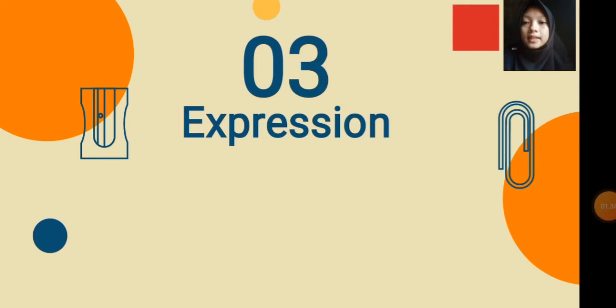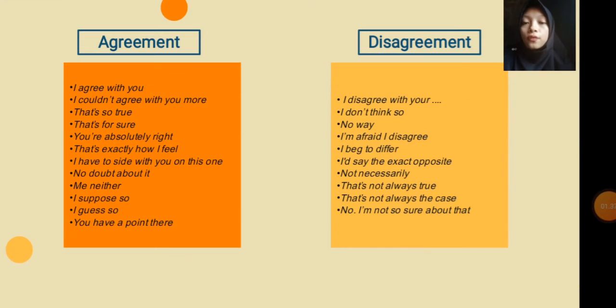The next is expression. There are many of example expression of agreement and disagreement. We usually use common one word that is I agree with you for agreement and I disagree with you for disagreement. The another example is for agreement I could not agree with you more. That's so true. That's for sure. You're absolutely right. That's exactly how I feel. I have to side with you on this one.